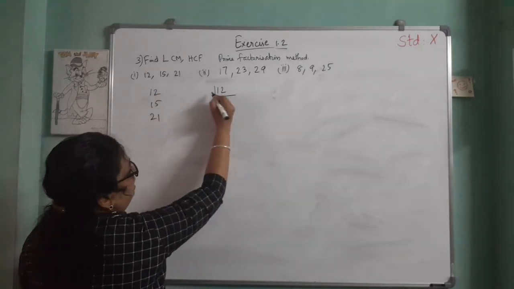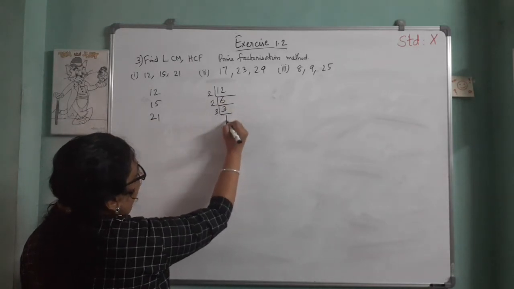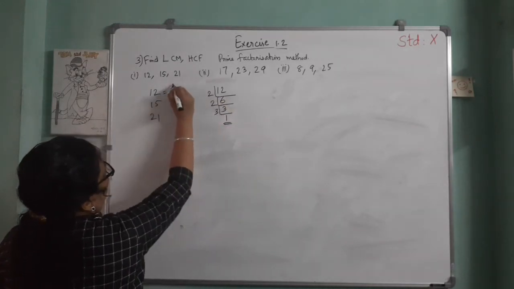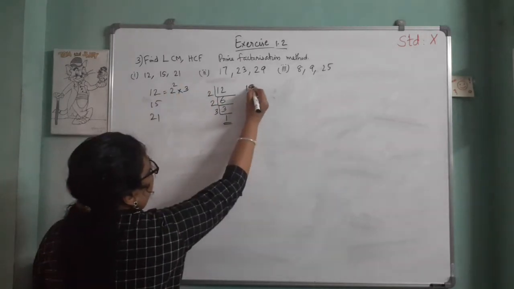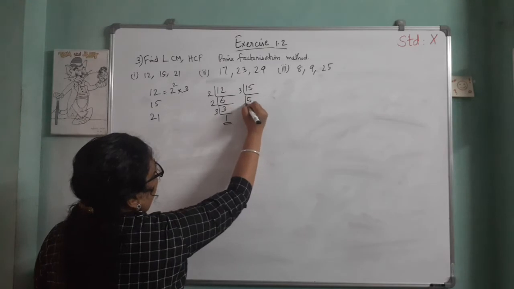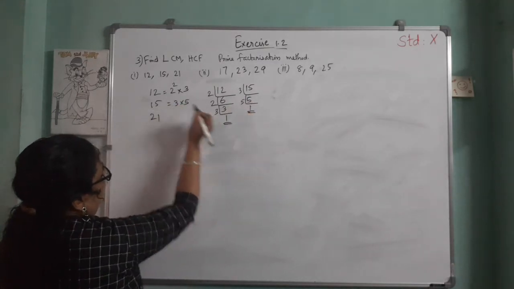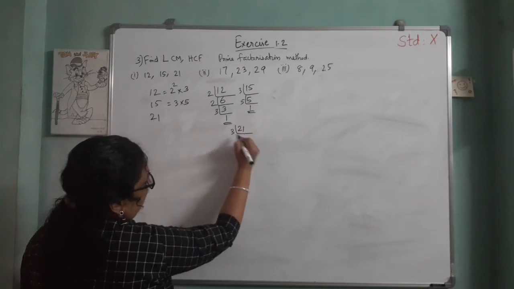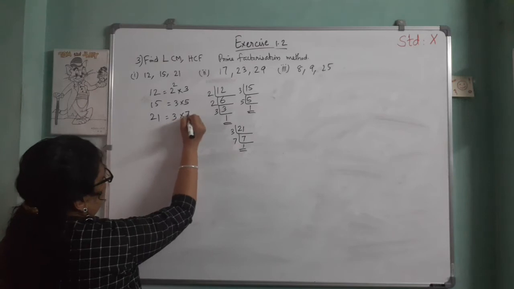12 we can factorize: 2, 6, then 2, 3, then 3, 1. So that equals 2 square into 3, that is 2 into 2 into 3. Then 15: 3, 5, then 5, 1. So that equals 3 into 5. Then 21: 3, 7. So that equals 3 into 7.